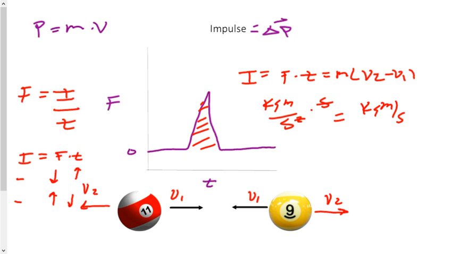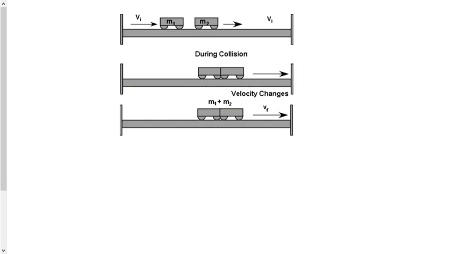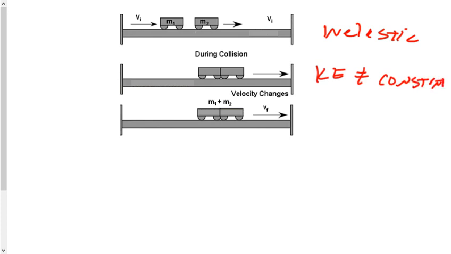Now there are two kinds of collisions we can talk about. One is an inelastic collision. An inelastic collision is when kinetic energy is not conserved, so it does not equal a constant. What that means is the kinetic energy before the collision does not equal the kinetic energy after the collision. You can also think of an inelastic collision as when two objects collide and stick together.